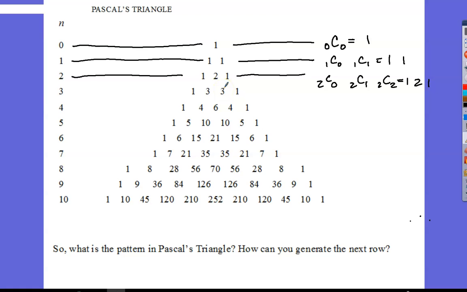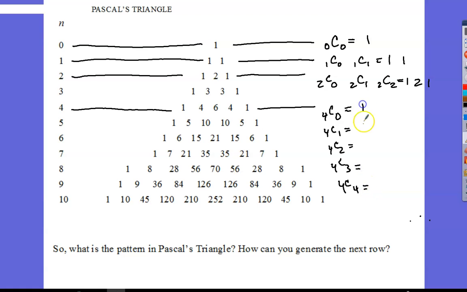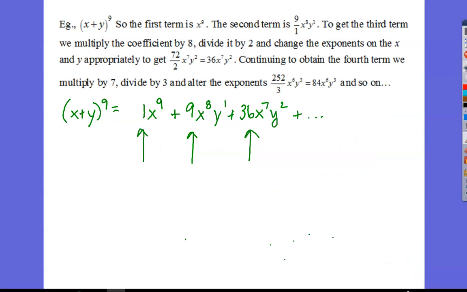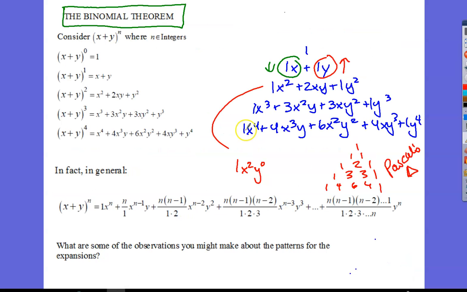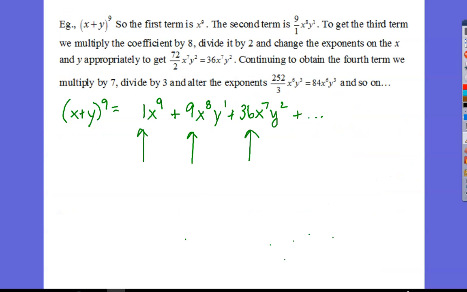So again, let me just pick one. If I picked the 4th row and I did 4C0, 4C1, 4C2, 4C3, 4C4, which are all the different combinations of choosing 0 elements all the way up through 4, I get 1, 4, 6, 4, 1, which are the coefficients, which remember, let's go back, are the coefficients in front of your expansion. This is huge. This gives us a huge pattern for expanding a binomial.